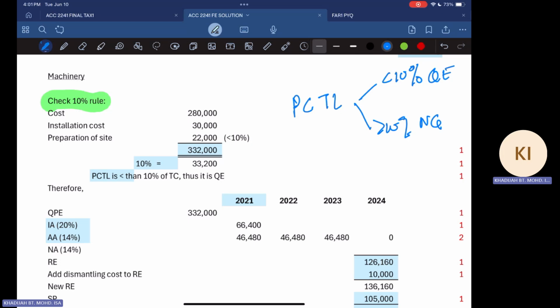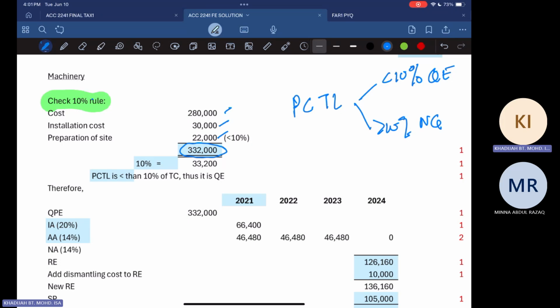Okay, so what you do, you have to put in everything. The cost is 280,000, and then you have installation of 30,000, preparation of PCTL of 22,000. Total cost is 332,000. So the rule is 10%, right? Because if it's less than 10%, it's qualifying. So you see that the 10% of total is 33.2.